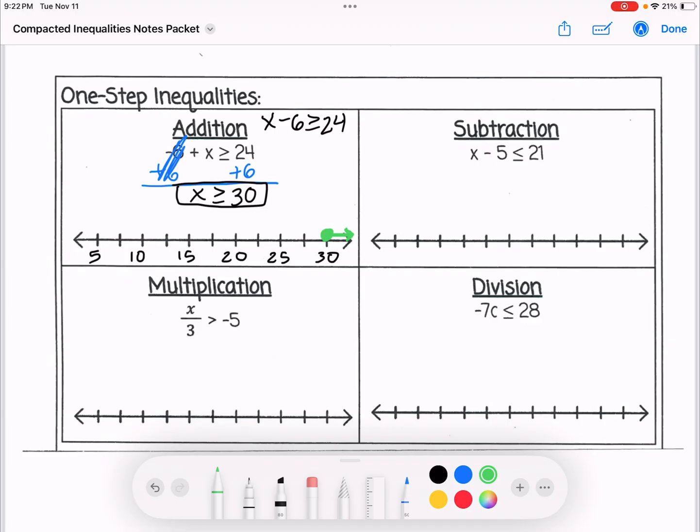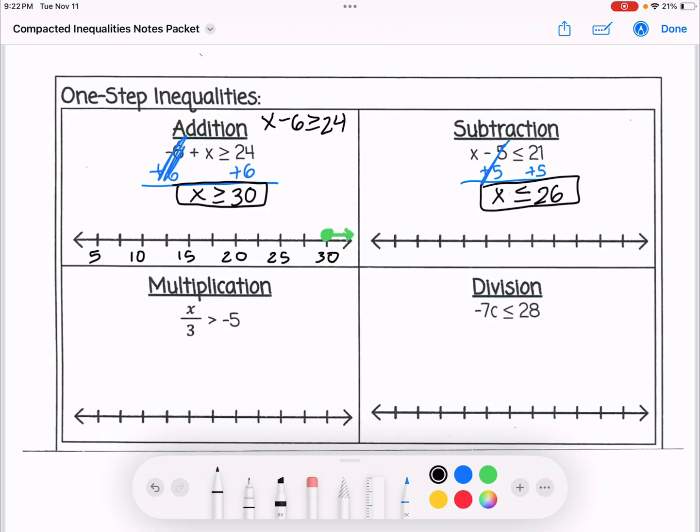So that was addition. Now subtraction is similar. To solve the subtraction inequality, I need to do the inverse of subtraction, which is addition. And I'm going to add 5 to both sides. This cancels, and I'm left with x is less than or equal to 26.